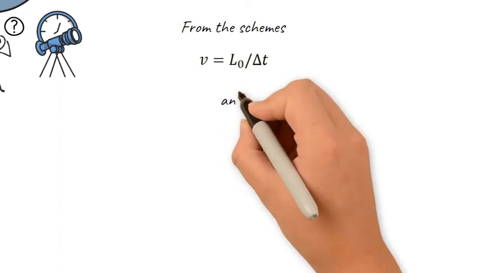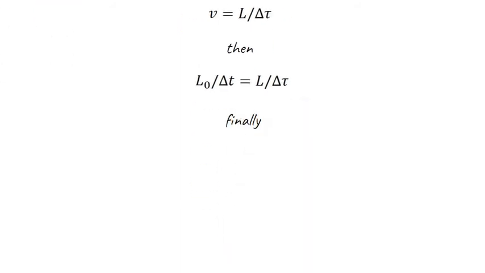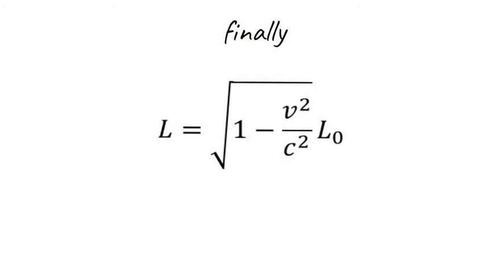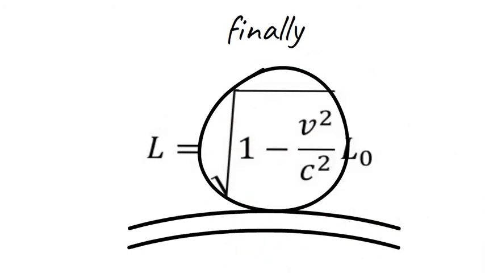And then, finally, the observed length of the ship is calculated as the original length, L sub 0, divided by gamma. Or, in other terms, it is important to see that, as gamma is always greater than or equal to 1, the observed length, L, is shorter than the original one. This is why this effect is called length contraction.